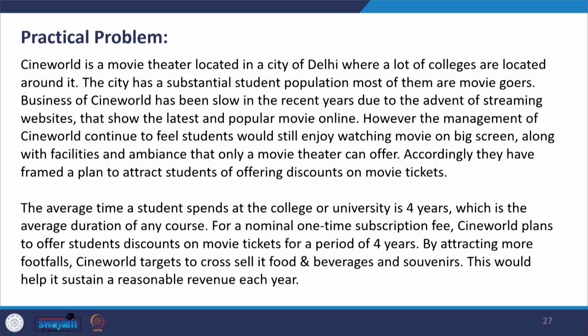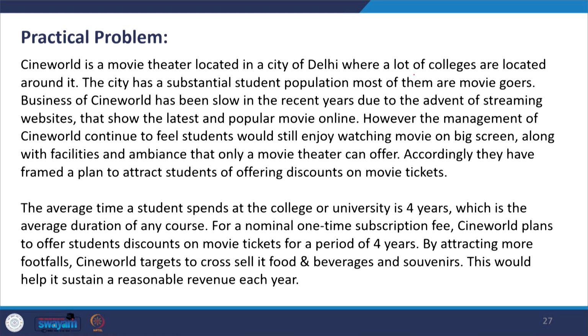The problem is that there is a theatre. Nowadays people are watching movies on OTT platforms and on television, so they are not going to the theatres. Theatres are having a significant problem because they are not getting enough customers buying tickets and coming to the theatre. Cineworld is a movie theatre located in Delhi, where a lot of colleges are located around it. Delhi has a substantial student population, we know about it, and most of them are movie goers.